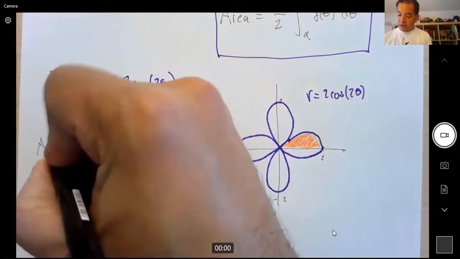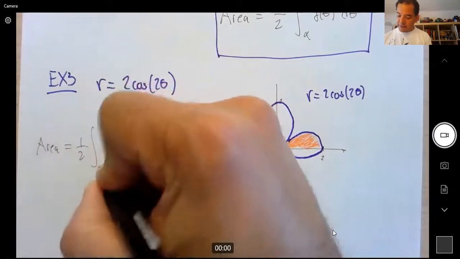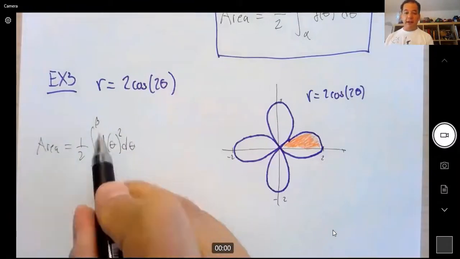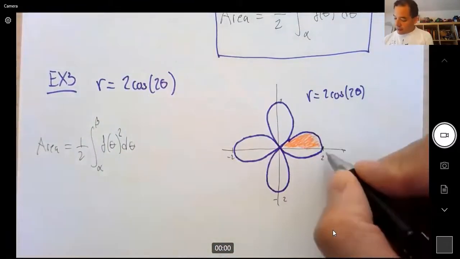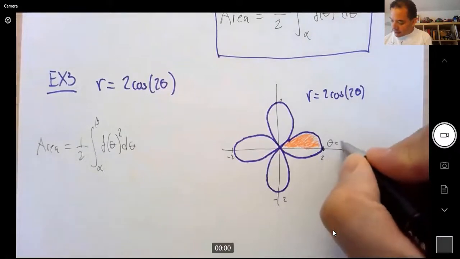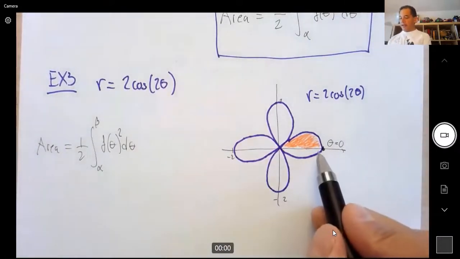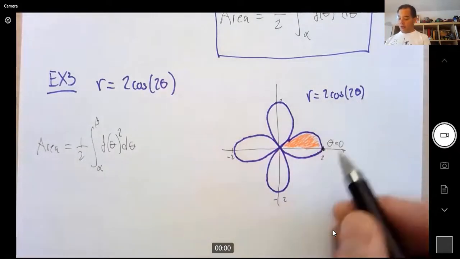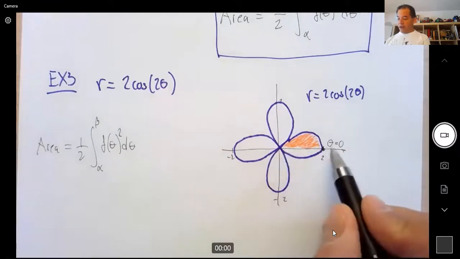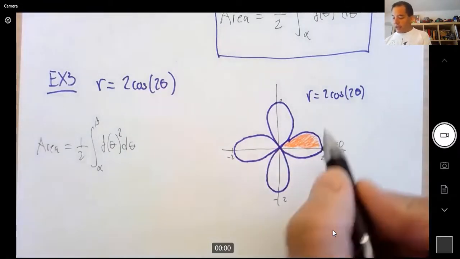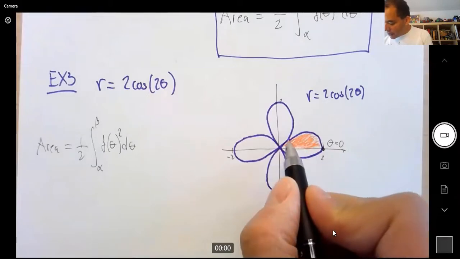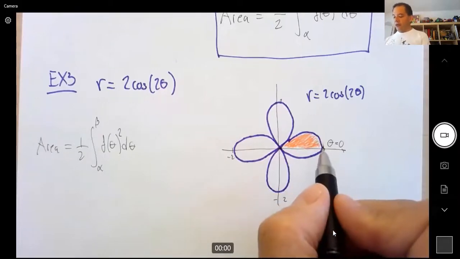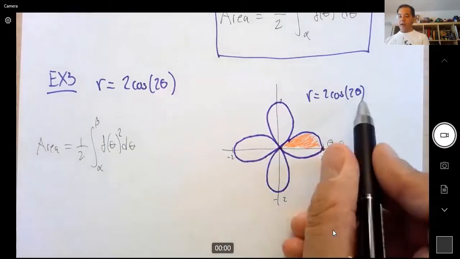The area formula is very easy. Let me write it here. The complicated part is to figure out the alpha and the beta. So right now, this one is easy. This one is when theta is 0. At angle 0, you start at cosine of 0, which is 1, times 2. That's why the graph starts here at 2 units away when the angle is 0. So now we need to figure out what this one over here is. When does it come to 0? What is the first angle after 0 where cosine becomes 0?